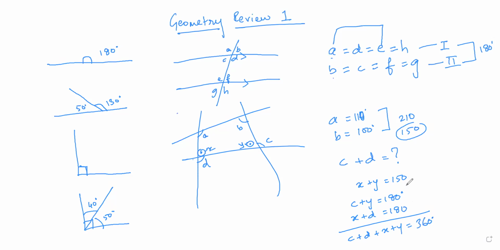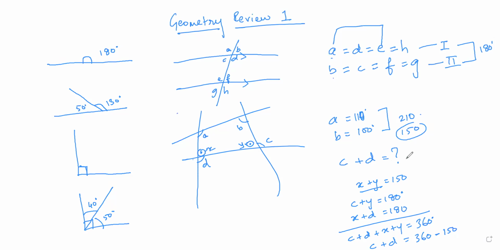And what do I know about X plus Y? It is 150. So what is C plus D equal to? 360 minus 150, correct? Which comes to 210, right? It comes to 210. So yes, we can find out the value for C plus D. It is 210.